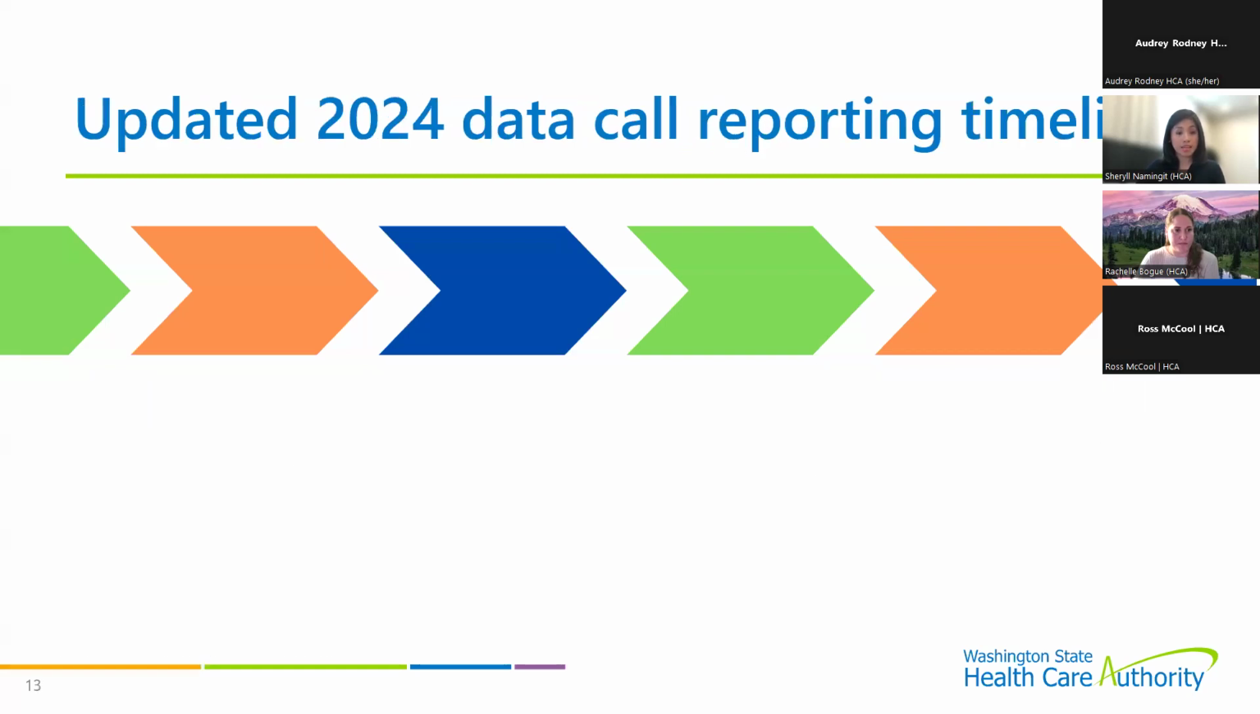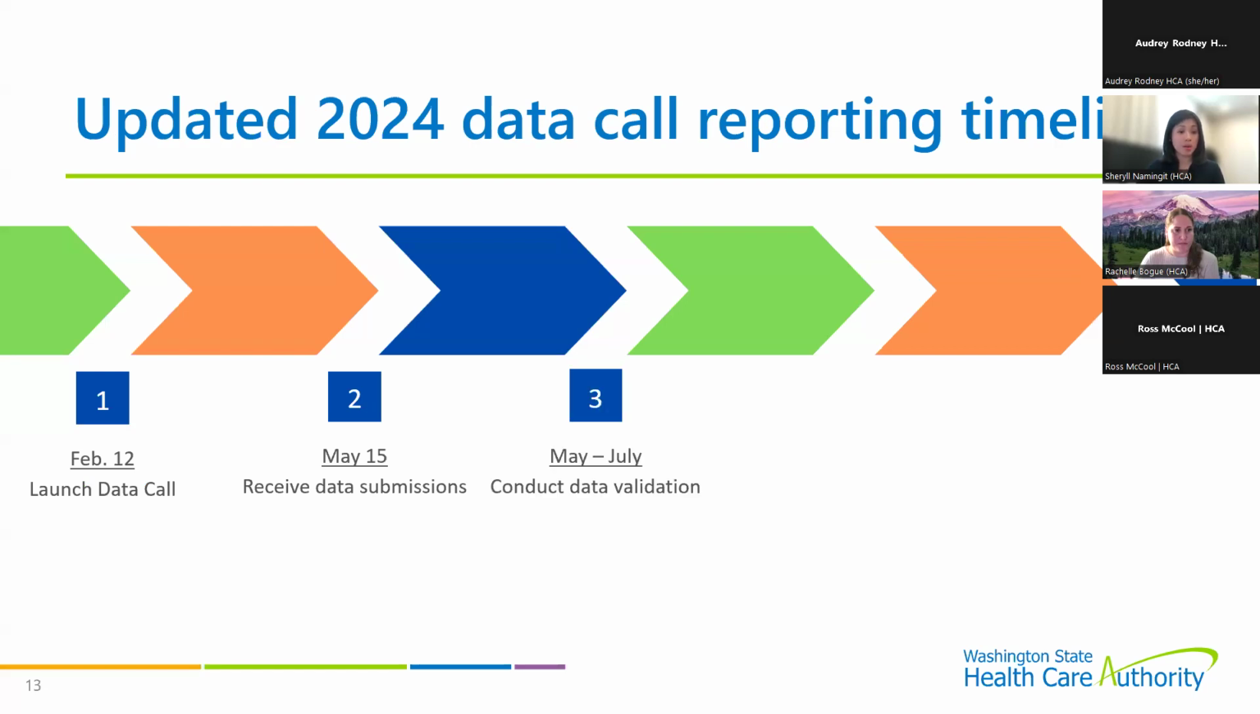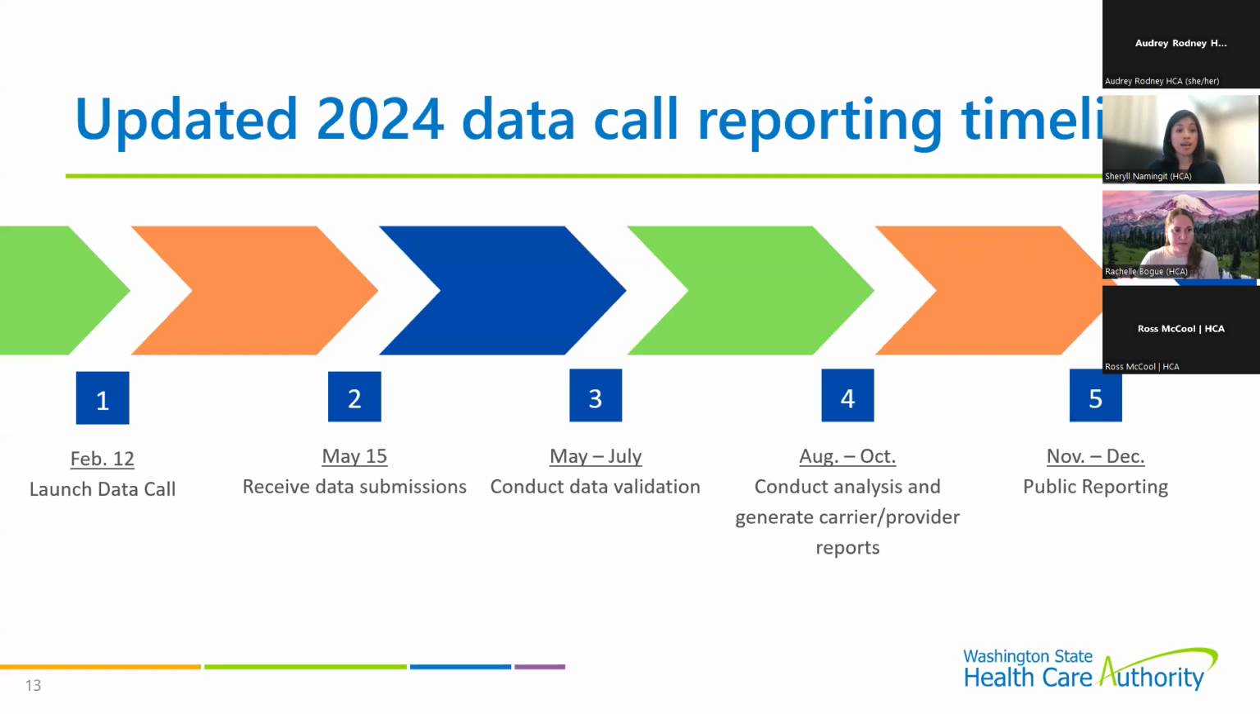For the 2024 data call, we launched this in February, and we received data submissions. All carriers submitted it by May 15. And we are currently validating the data and on track to finish data validation by July. We will conduct analysis and generate carrier and provider reports sometime between August and October.